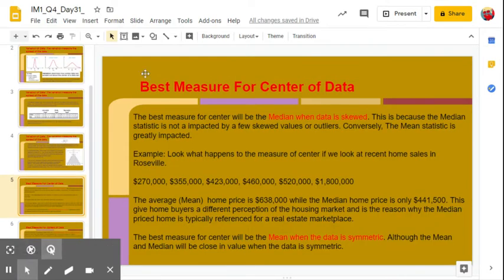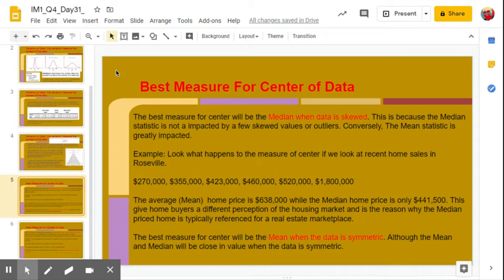Let's talk about the best measure for the center of data. So we know mean and median are going to be the 2 main statistics that we use for measuring the center of the data set. So when the data is skewed right or skewed left, where skewed right means you have a few real large values, skewed left, maybe you have a few real small values, the median is the best statistic to use for the measure of center.